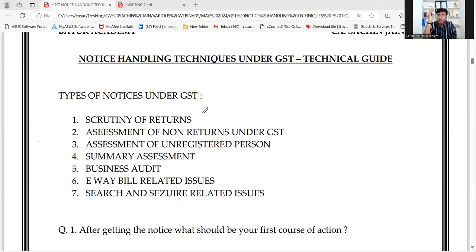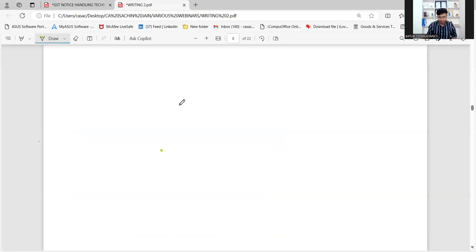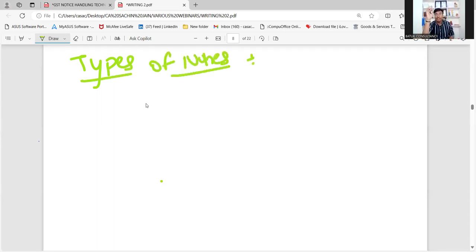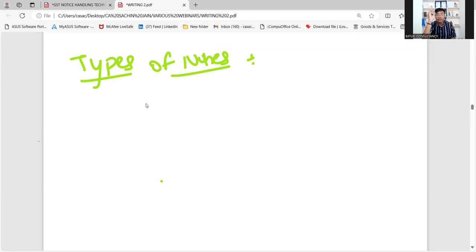So first we need to know the number and the types of notices under GST, because once I know how many types of notices the department can issue, I will be in a position to provide the reply in a very effective and efficient way. So first I need to understand the types of notices under GST, because to handle the notices there is a requirement to know the types of notices.